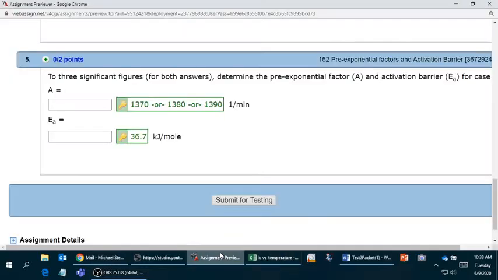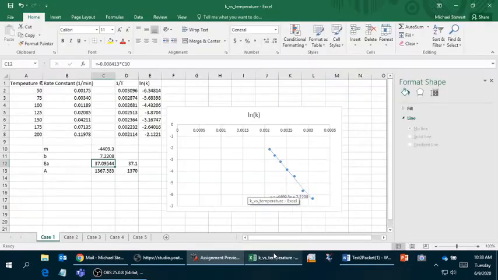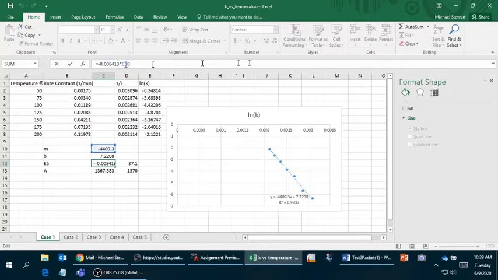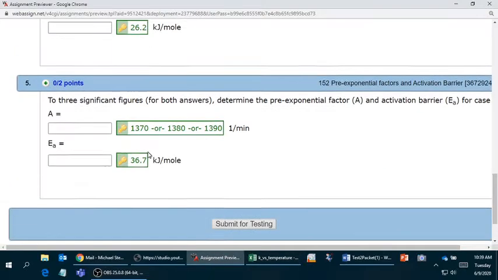That's odd. I'll need to look into that, but that should not be giving you that answer. Oh, 8.314. Ha! I did it wrong. So it's 36.7, which is what the answer is for the assignment.